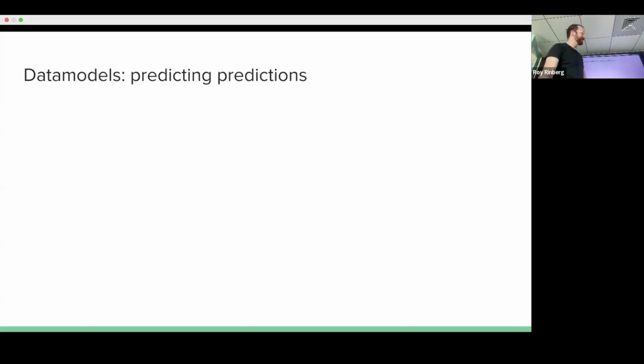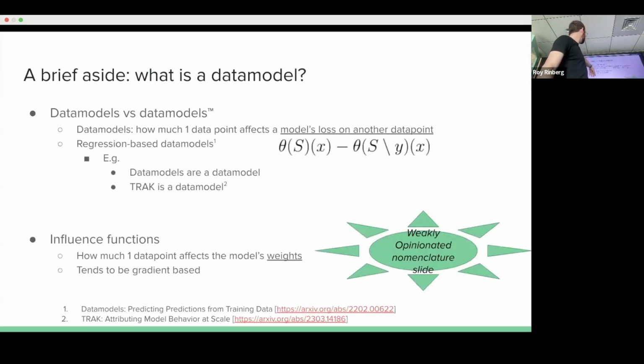What do we have? We have data models. We have this thing called data models, these things called predicting predictions. This slide might be okay. This is a weakly opinionated nomenclature slide. You guys probably are exactly the wrong people to show this because you're probably more informed on this.